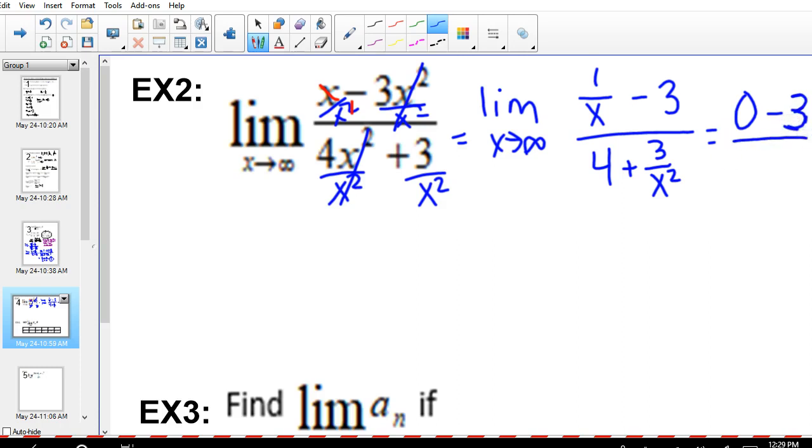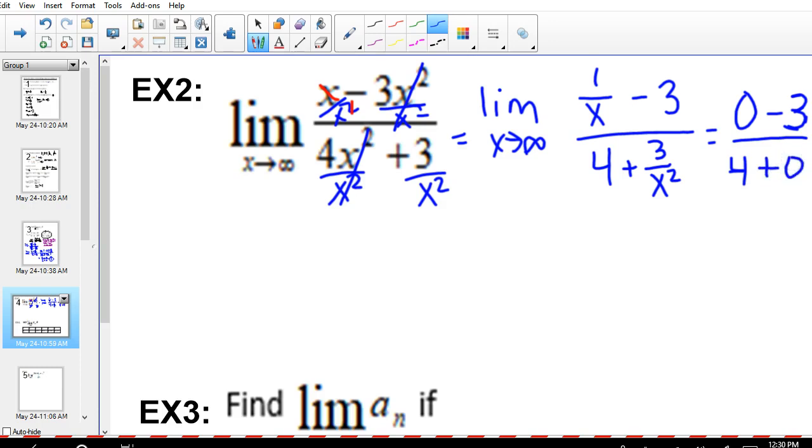Okay? So Lyra, on the bottom, limit as x approaches infinity of 4. What will that be? It's just 4. If you have a constant number, it's just that number because it doesn't depend on x. Emily, what about the limit as x approaches infinity of 3 over x squared? It's 0.